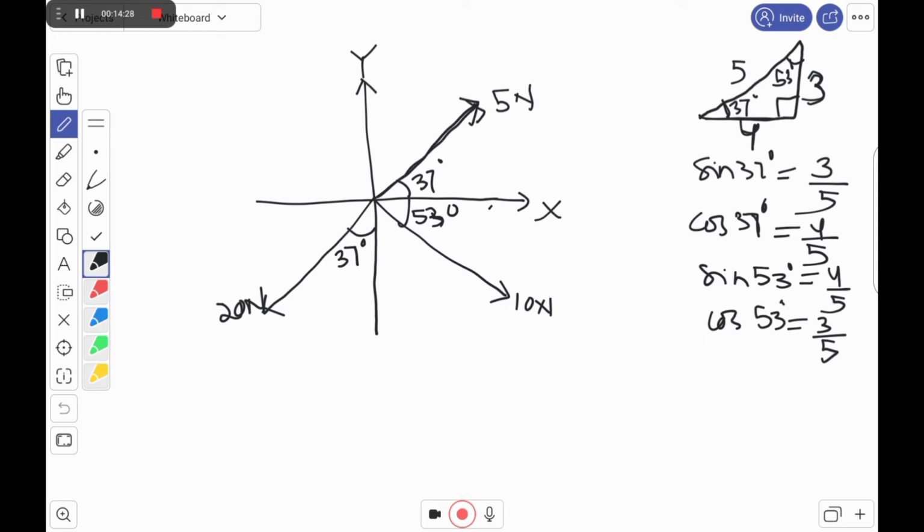Now 5. This is 37. So adjacent to this 37 will be this, so this will be your cos. 5 cos 37 degree. So what is 5 cos 37 degree? 5 into cos 37, so this is 4 by 5. So you will get 4 Newton.